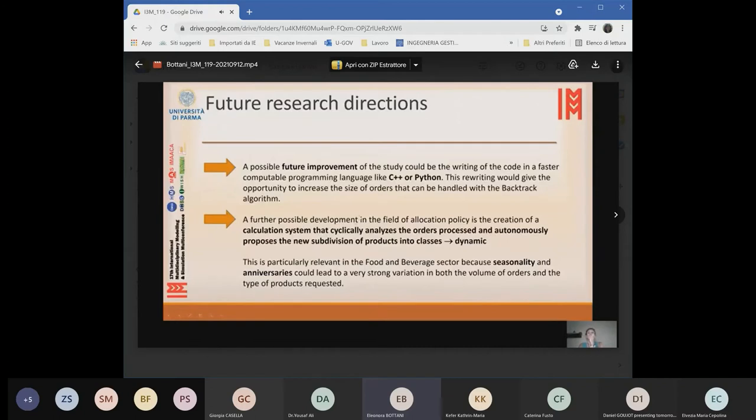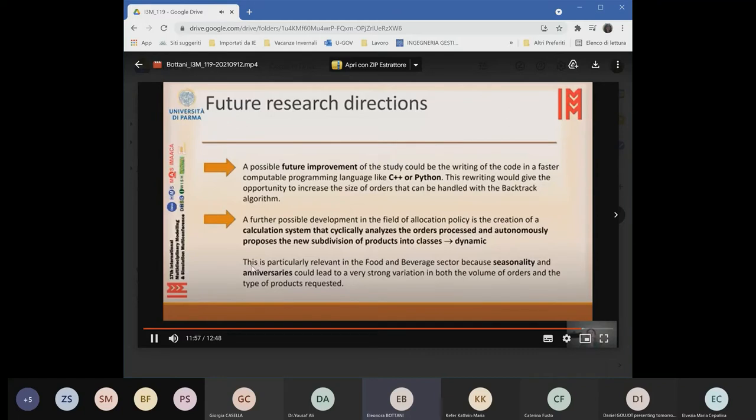A further possible development in the field of allocation policy is the creation of a calculation system that cyclically analyzes the orders processed and autonomously proposes a new subdivision of products into classes. In fact, one of the main problems with product allocation by classes is that the scenario is typically dynamic, meaning that the products belonging to the various classes should be periodically revised.